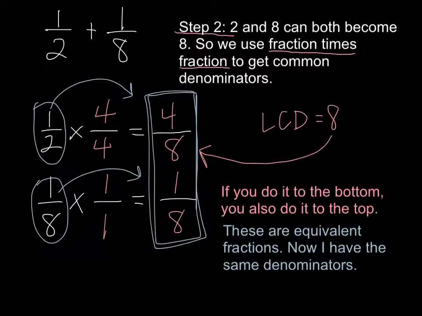1 times 4 equals 4. The equivalent fraction of 1/2 is 4/8. It's worth the same value. Now I'm going to do the same thing to 1/8. 8 times what equals 8? That's 1. If I put 1 on the bottom, I also put 1 on the top. And 1 times 1 equals 1. So the equivalent fraction to 1/2 is 4/8. The equivalent fraction to 1/8 is 1/8. It didn't change. Now I'm going to use these fractions.